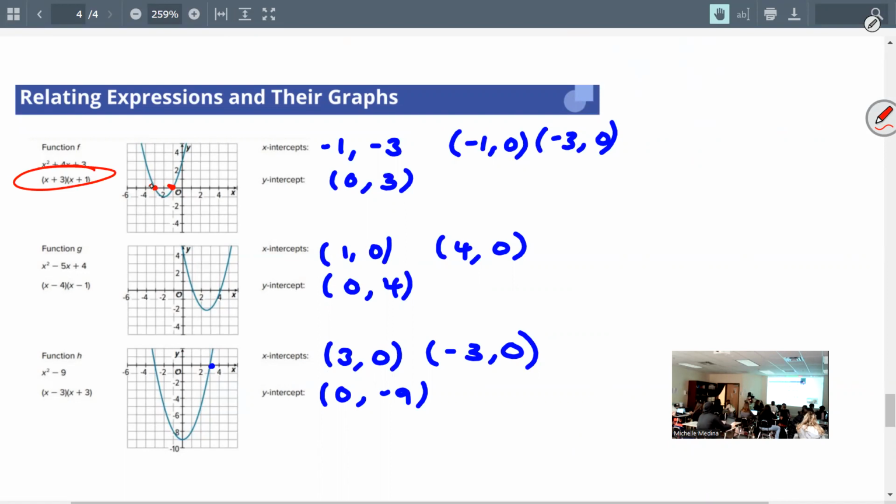All right, what value of x makes this parentheses 0? Well, 0 plus 3 would be 3, so try again. Negative 3 plus 3 would be 0. What value of x here would make that parentheses 0? Negative 1. Those match the x-intercepts.